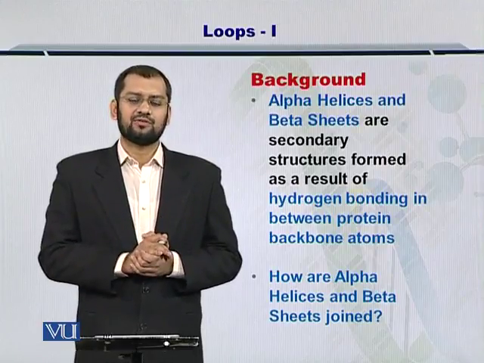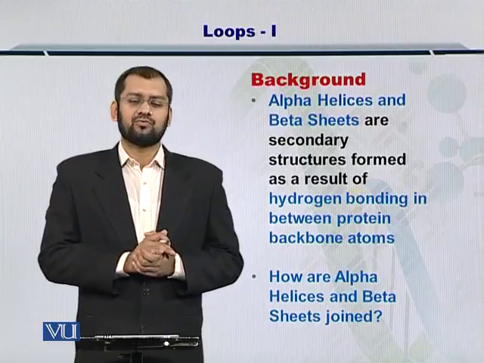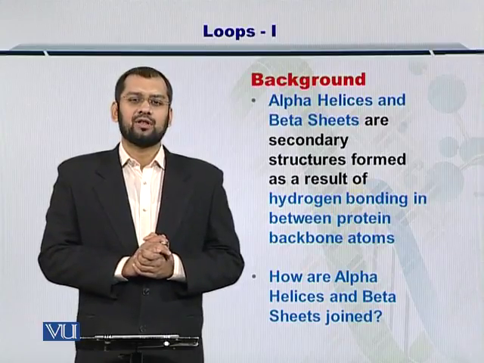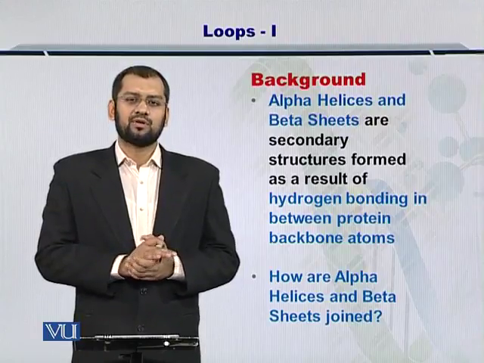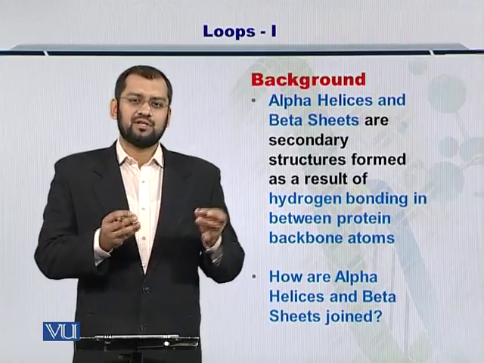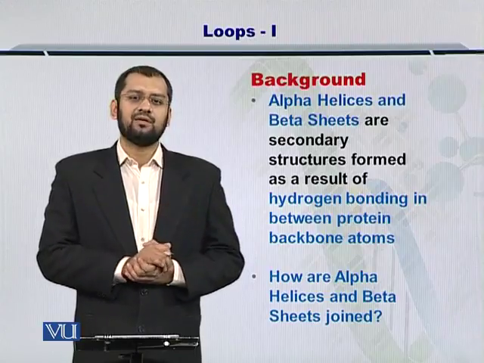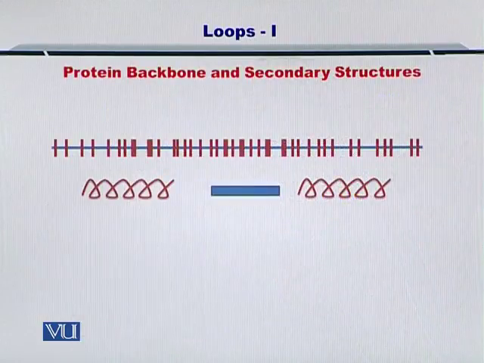In most cases, such portions of the backbone organize themselves into loops. So these loops end up essentially joining the alpha helices and the beta sheets. Let me show you by example how this organization looks.